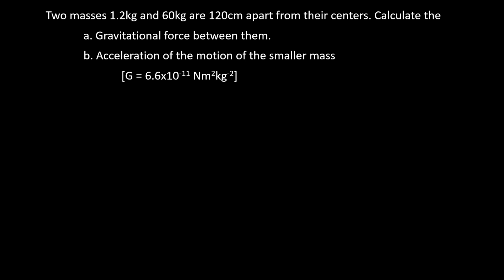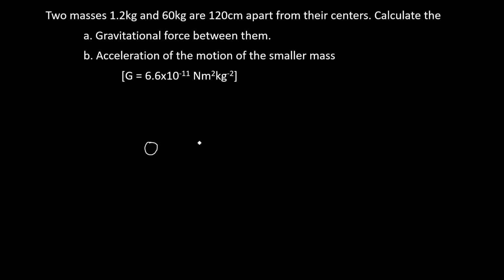Let's try solving this question on gravitation. Two masses, 1.2 kilograms and 60 kilograms, are 120 centimeters apart from their centers. Calculate A, the gravitational force between them, and the acceleration of the motion of the smaller mass. Take the universal gravitational constant to be 6.6 times 10 to the power negative 11 Newton meter squared per kilogram squared.